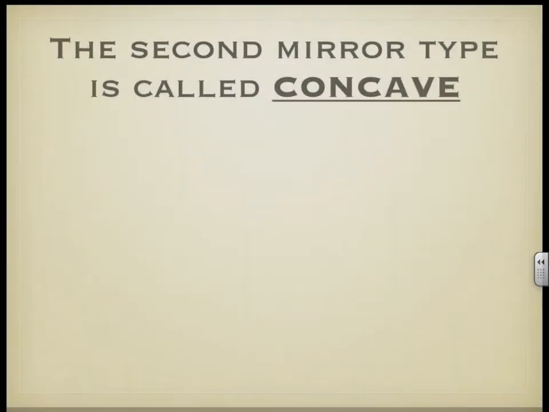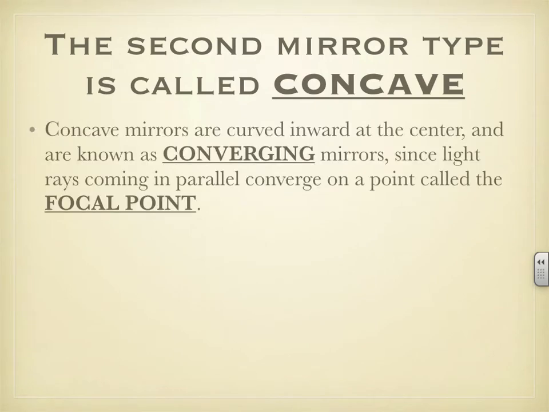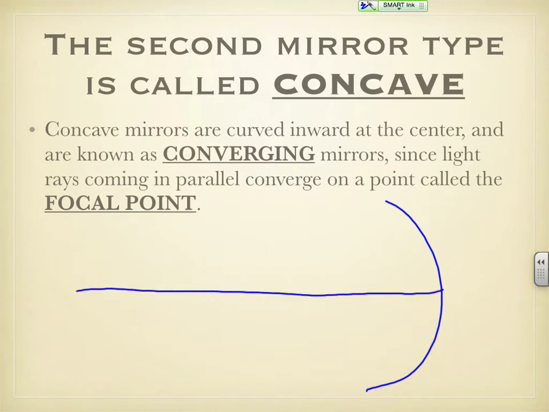The second mirror type is called concave, and a concave mirror is curved in at the center. These are called converging mirrors because light rays coming in will converge on a point called the focal point. A concave mirror is curved in at the center, so the shiny side is here in the middle, and this line running down the middle is called the principal axis.